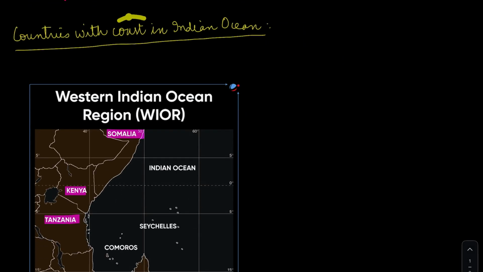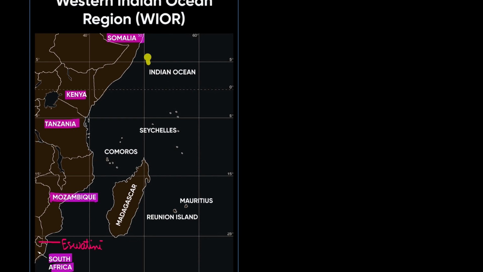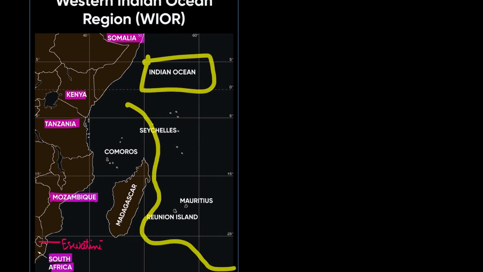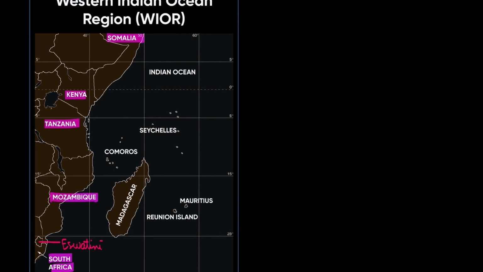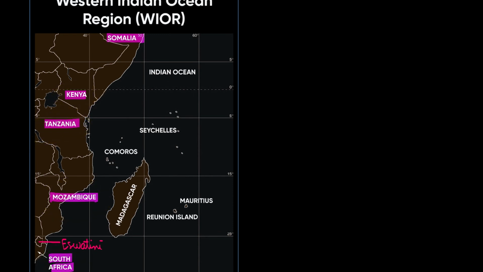Then countries with coast in the Indian Ocean. So these are also called the West Indian Ocean region because this over here is the Indian Ocean, and these are the islands of the Indian Ocean. So the countries which are a part of the West Indian Ocean region are first Somalia, which is also in the Horn of Africa, then Kenya, Tanzania, Mozambique, and South Africa, and this is Eswatini. This is landlocked. This does not have its coast in the Indian Ocean.